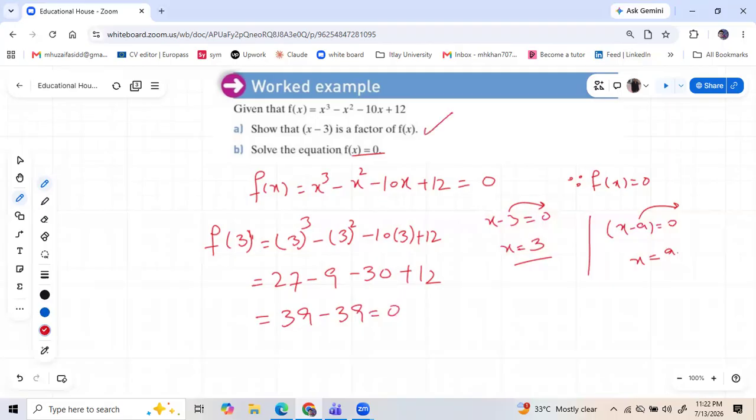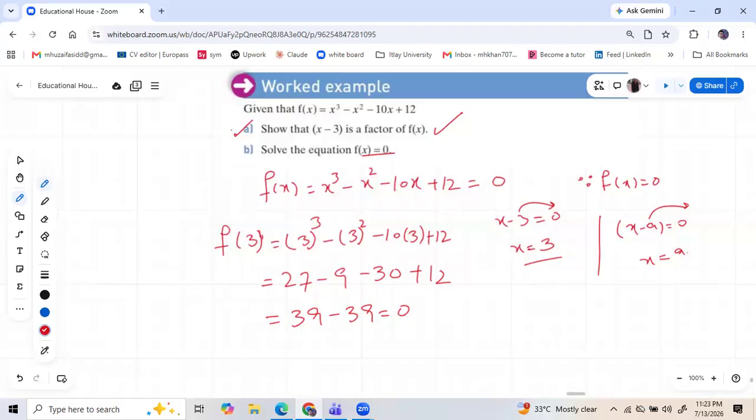Show that x minus 3 is the factor of f of x. So on the behalf of this, x minus 3 is the factor of the above equation, and then we solve the equation. After this, we move to the solution of that equation. The first one is okay. The first one we are solving. Is there any problem from the first one? No. Look at it here.